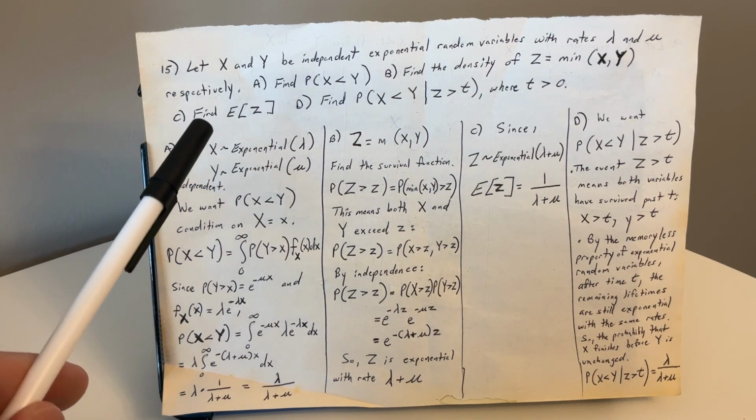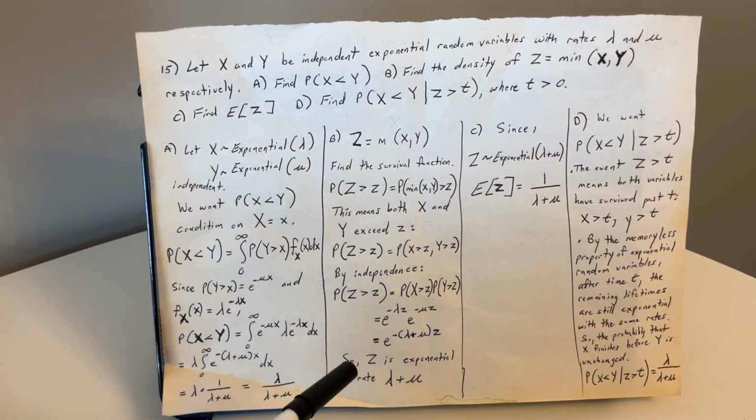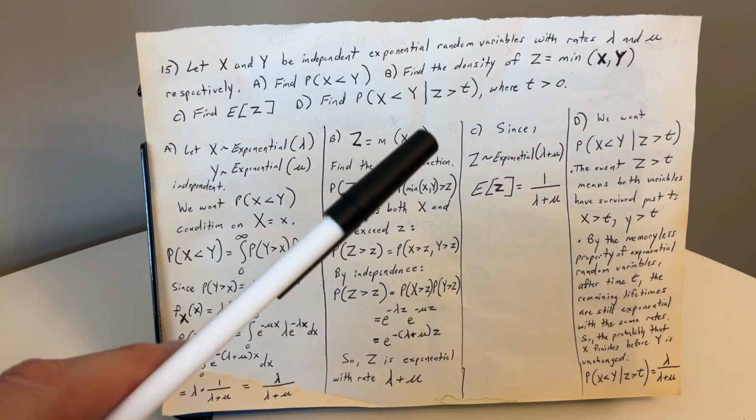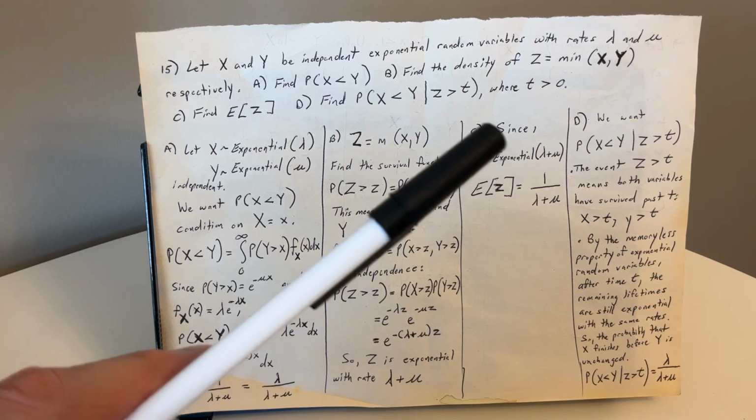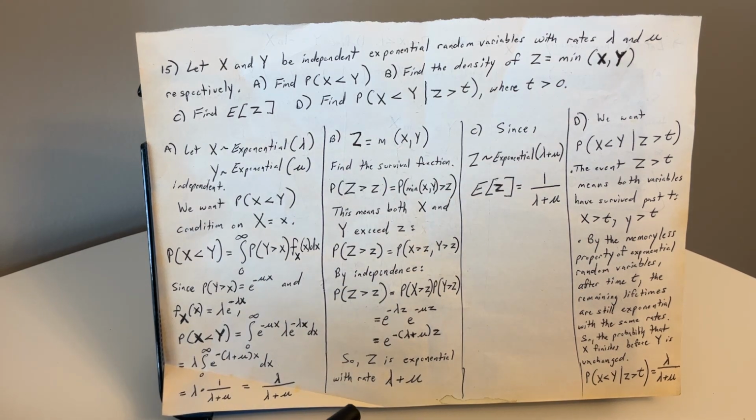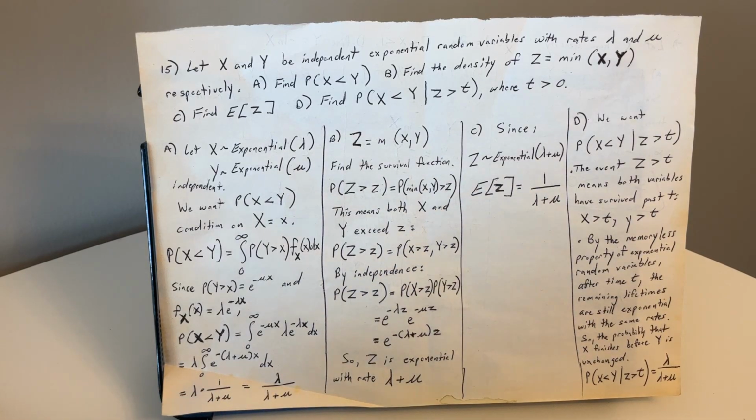Letter C, we want to find the expected value of Z. Well, luckily for this, as a segue from B into C, since Z is distributed as exponential lambda plus u, our expected value of Z is 1 over lambda plus u.